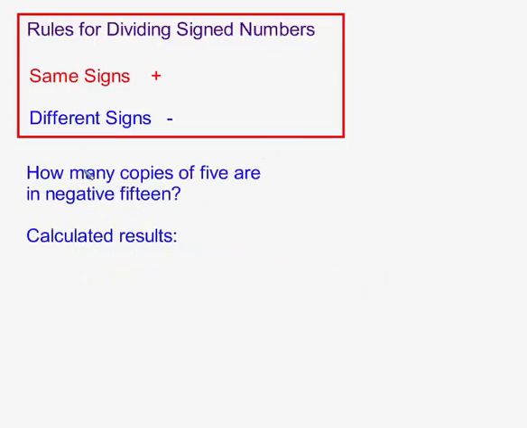One last problem I'd like to do is how many copies of 5 are in negative 15? So again, if you remember that in division we organize things so that you have some total and then you divide by the number of objects in each copy that you are going to make, and the answer to that division problem would be the actual number of copies that it takes of those objects to make the total. So when we say how many copies, they're asking for this right here, how many copies of 5, so that would be the number of objects in each of my copies, so that goes here.